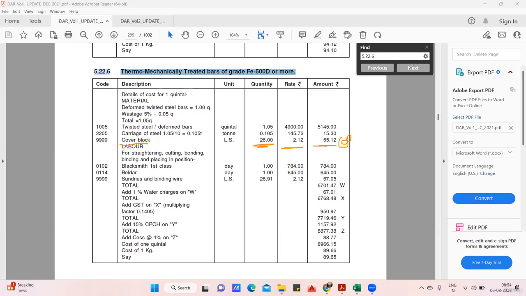Okay, fine. After that, come to the labor part. You require labor for straightening, cutting, bending, binding, and placing in position. You require a blacksmith, isn't it? So he'll work for 1.0 day. His rate is 784 rupees.